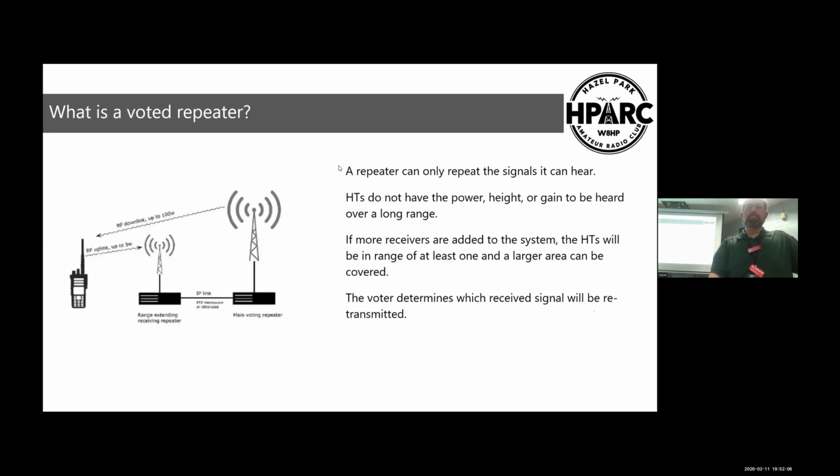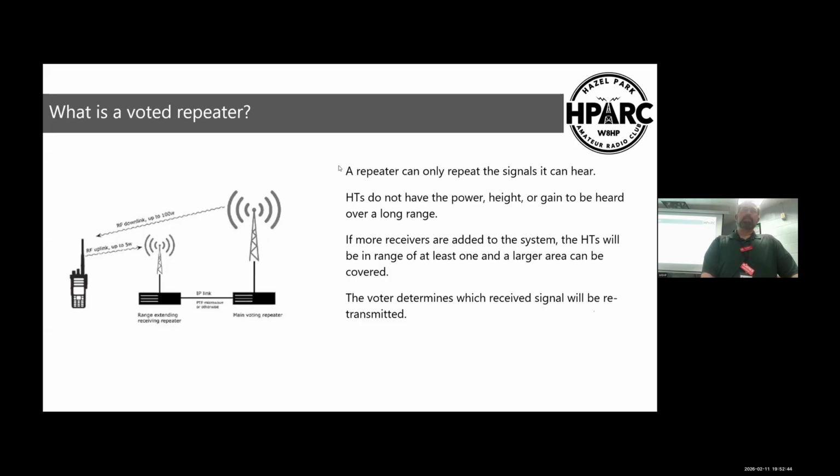Looking into the voting specifically, we'll take a few steps back and ask, what is a voted repeater? As you know, a repeater can only repeat a signal that it can hear. With our location at 10 in Southfield, if you're at Lake St. Clair and you key up, it might not be able to hear you. With most handhelds, you don't have the height on the antenna, you don't have a lot of power, and you don't have a lot of gain on your antenna, so your signal might not make it all the way back. However, if we add a receiver that's closer to where you're at, there's a better chance of your signal getting into the system, and then the repeater can hear you.